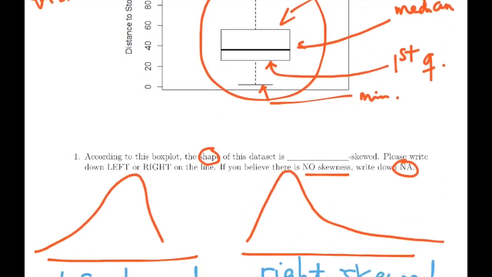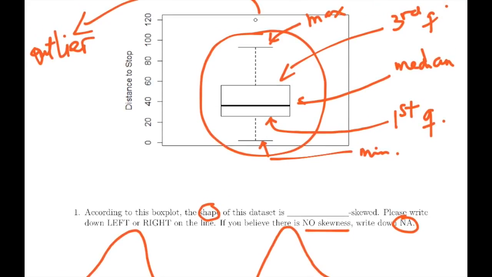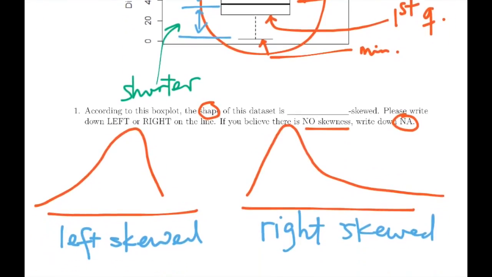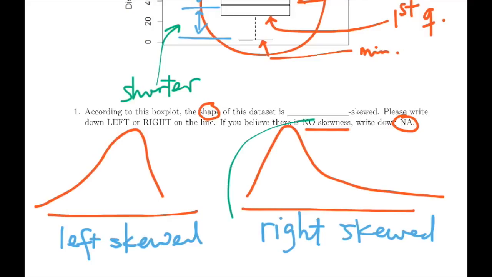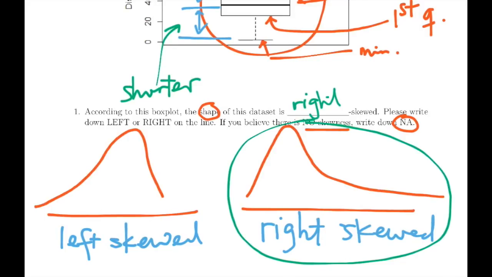And then we can see that if we want to determine the skewness from the box plot, we will have to look at the distance between the minimum and the median, that is this part, and the distance between the median and the maximum, that is this part. And from this blue portion, we can see that the distance between the minimum and the median is shorter than the distance from the median to the maximum. So the shape of the data set should be right skewed. So on the line, we should write down right.